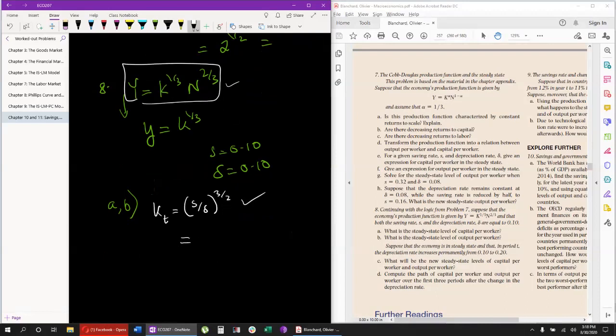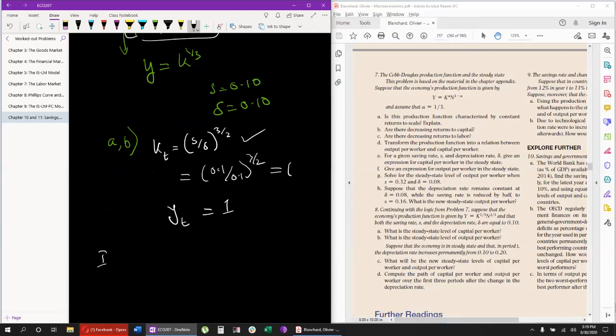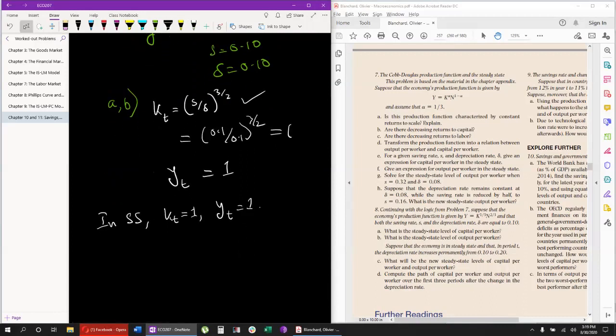They're both 0.1, so (0.1/0.1) to the power 3/2, we get 1. And in the same way, yt will come as 1. You guys can do the calculations. So let me write this down. In steady state, capital per worker is 1 and output per worker is 1. Effectively, what that means is that we have given each worker 1 unit of capital to work with, and as a result, they are each producing 1 unit of output. Okay, that's part A and B.